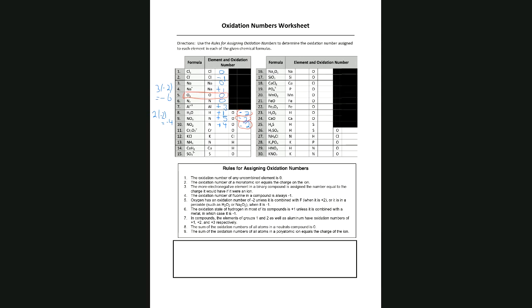Now, this next one's going to be a little more challenging. In fact, it's probably the most challenging one here. And that is this dichromate anion. It's Cr2O7 with 2 negative charges. So when you're at the end, you have to have 2 negative charges remaining.